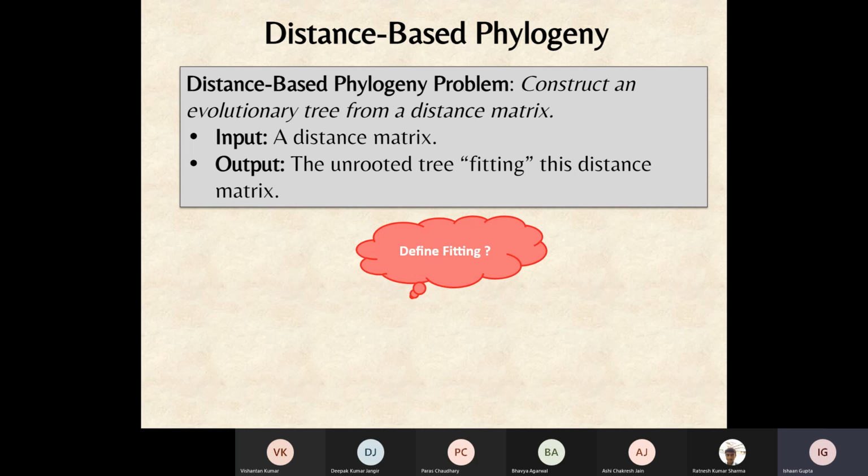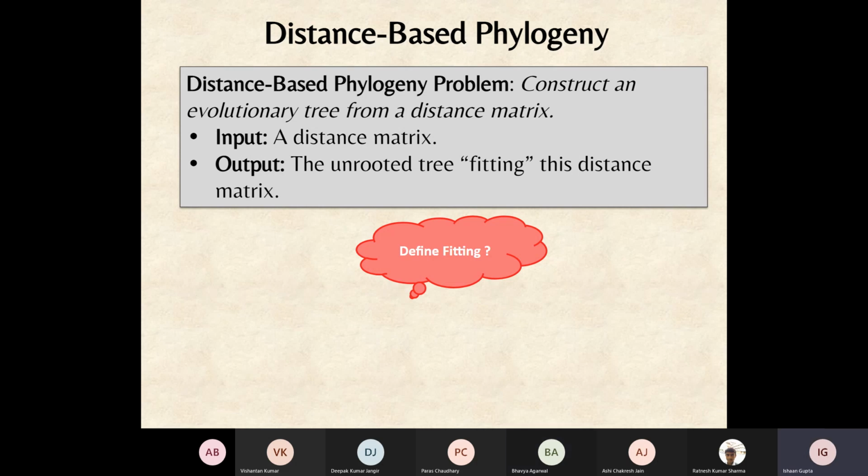All right. So the algorithmic problem that we want to solve here is that we need to construct an evolutionary tree from a distance matrix. The input is a distance matrix, which you may be obtaining from a multiple sequence alignment, and the output is an unrooted tree fitting this distance matrix. Now, can you define fitting here? What do you mean by fitting? So least error, something of that sort, like when you're doing regression.